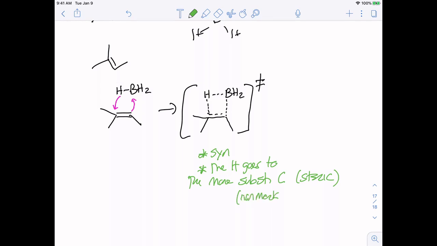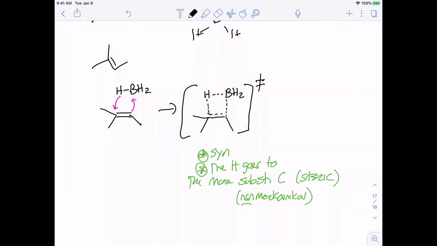So that's how we end up with non-Markovnikov. Normally we put the OH group on the more substituted, the hydrogen on the less substituted. This time hydrogen's on the more substituted. That boron group is eventually going to become the hydroxyl group. That's on the less substituted. So non-Markovnikov. So syn, because they're actually bonded to each other as they're both bonding to the molecule, so it has to be on the same side. And then for steric reasons, the hydrogen's on the side of the molecule that has less carbon, so less steric hindrance.